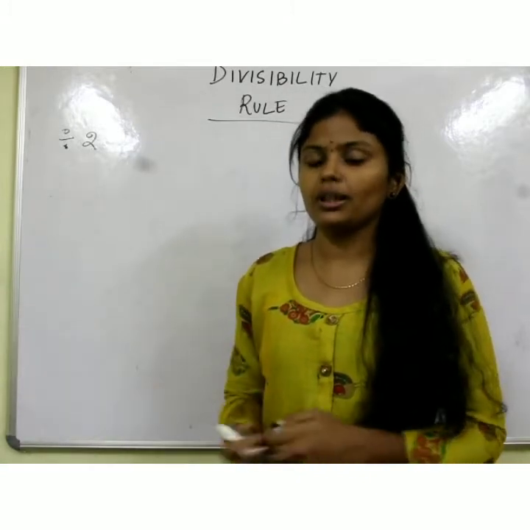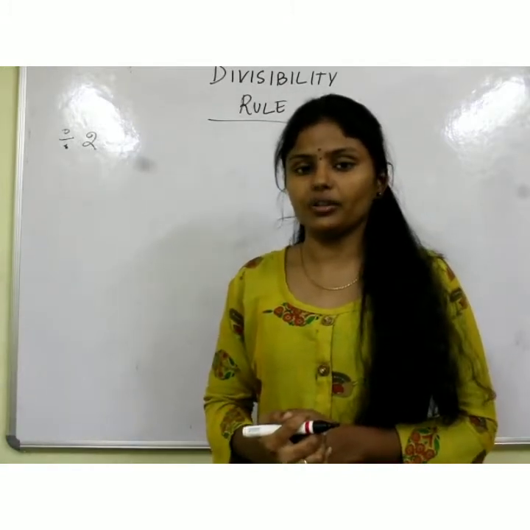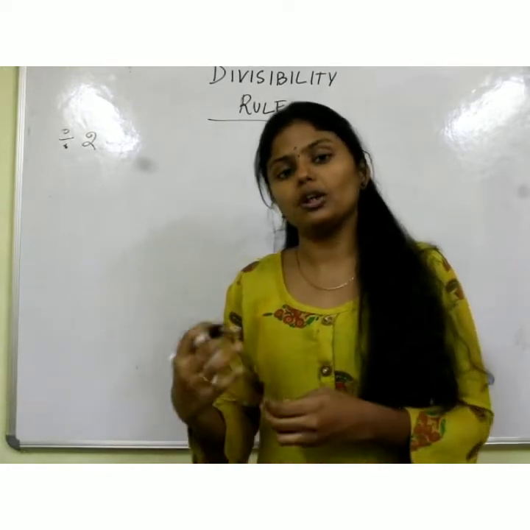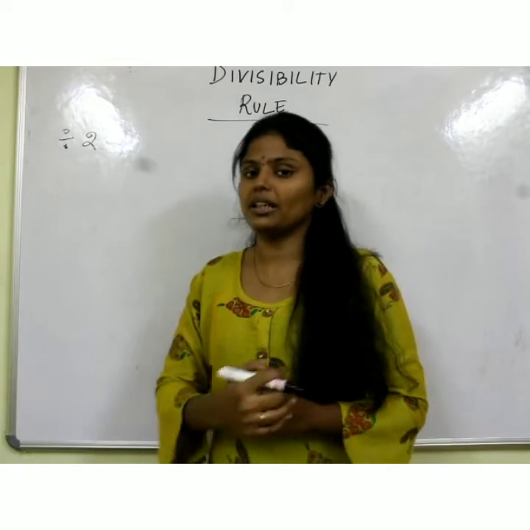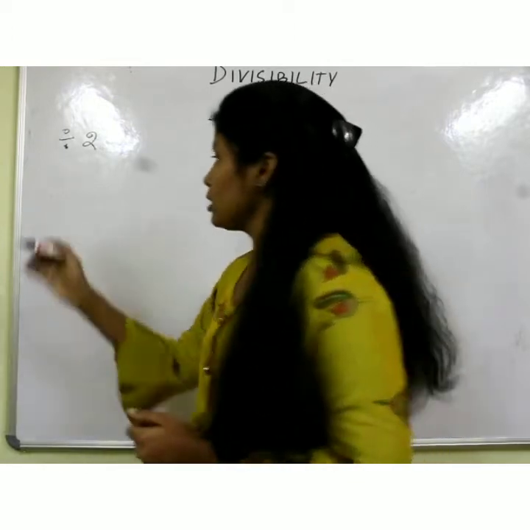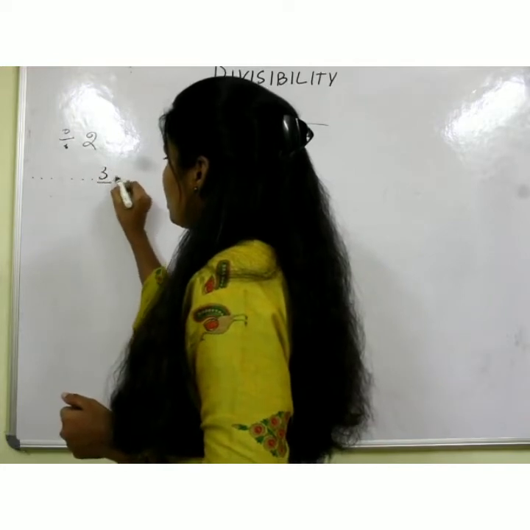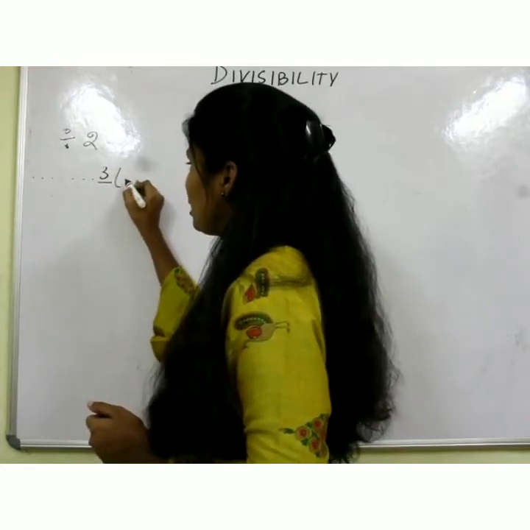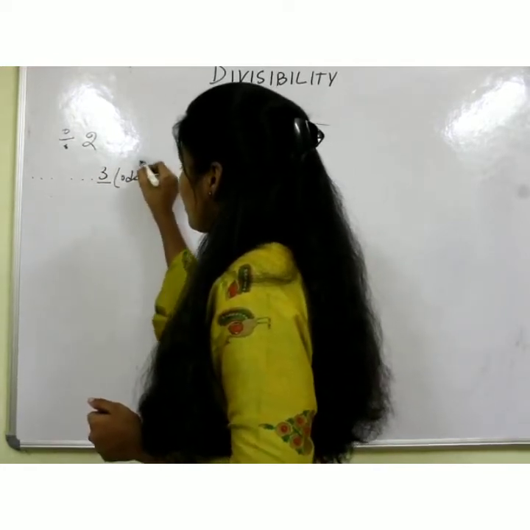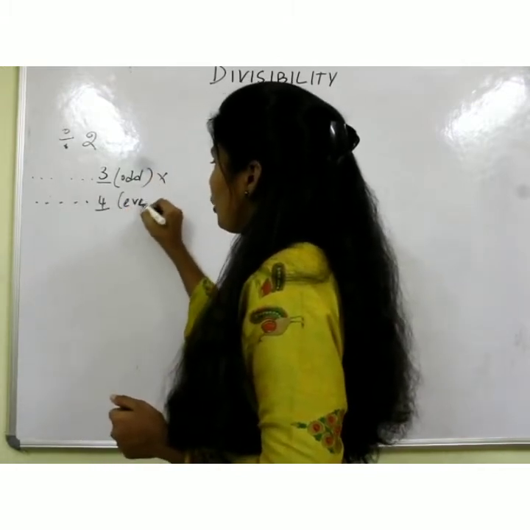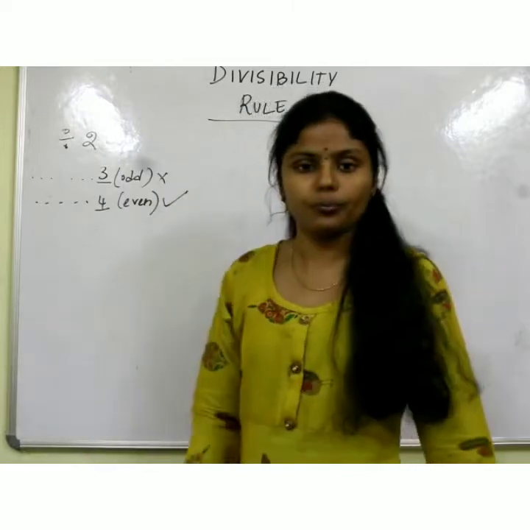It's pretty simple. If the unit digit of the number is an even number, then it is divisible by 2. If the unit digit of a number is not an even number, then it's not divisible by 2. So it's as simple as that: the unit digit should be an even number for it to be divisible by 2.